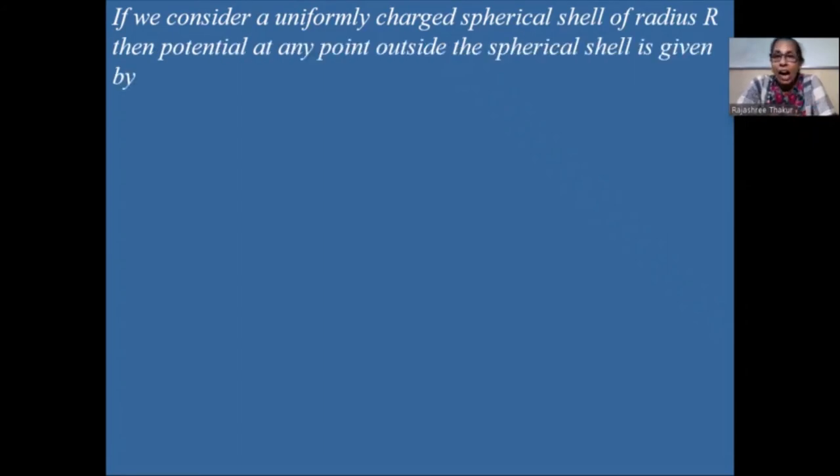All right? Now, if we consider a uniformly charged spherical shell, then we have seen in the last chapter that the electric field at a point outside this charged spherical shell is as if the entire charge is concentrated at the center of the spherical shell. So, if we consider a uniformly charged spherical shell of radius capital R, then the potential at any point outside the spherical shell is given by V is equal to 1 upon 4 pi epsilon 0 Q upon r, where this small r is the distance of that point outside the spherical shell from the center of the shell. All right?